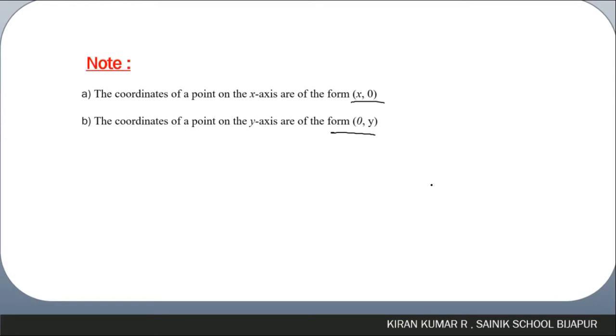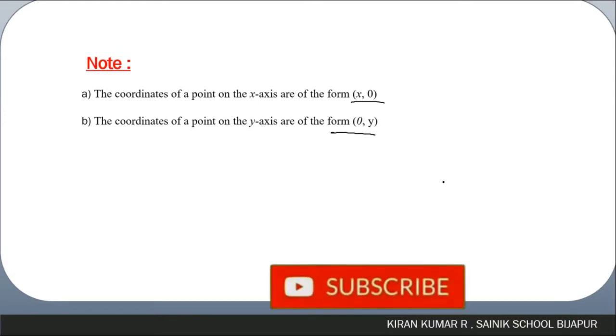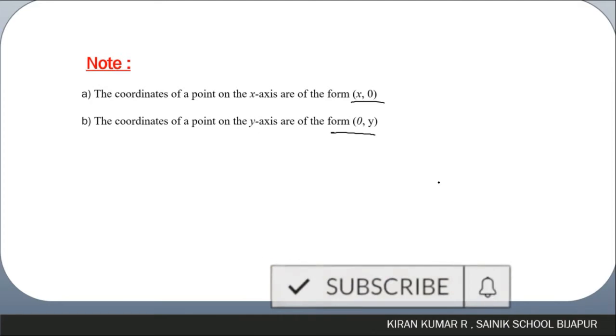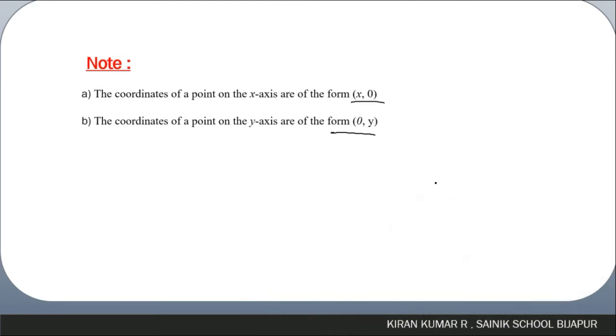In this chapter, you have very important concepts like the distance formula, midpoint formula, section formula, and a formula to find the area of a triangle in a plane, if the coordinates of the vertices of the triangle are given. Let's begin with the distance formula.